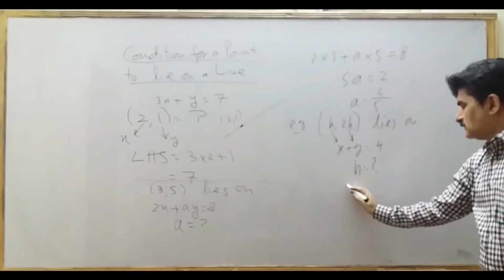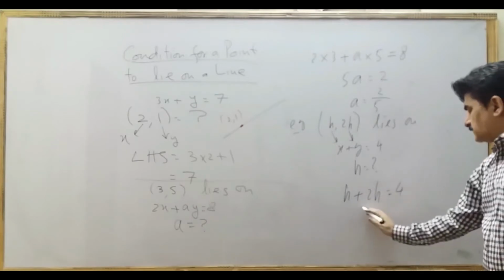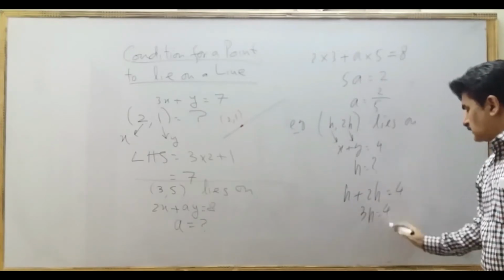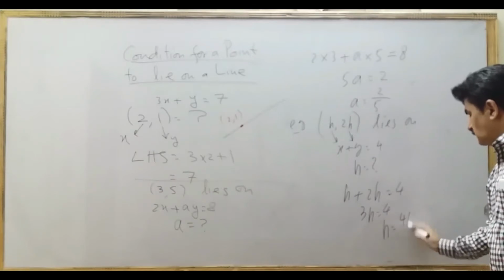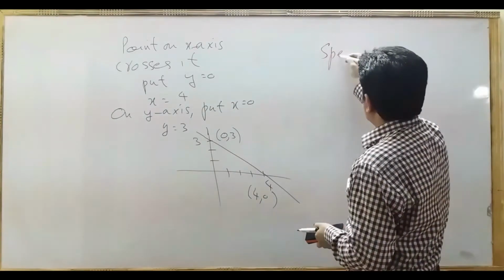Now substitute, you will get h plus 2h equal to 4. It will be 3h equal to 4. The value of h will be 4 by 3. Then we have special lines.